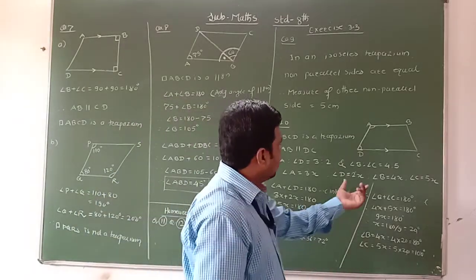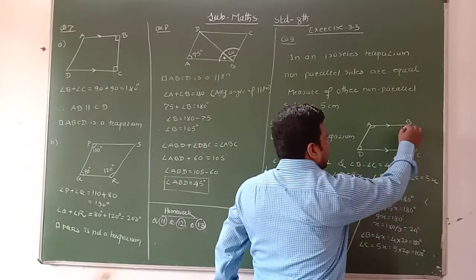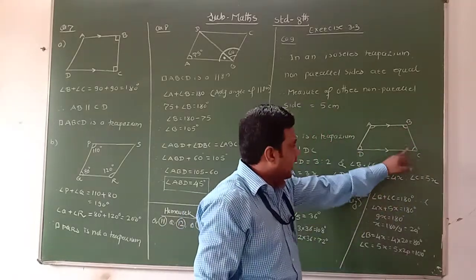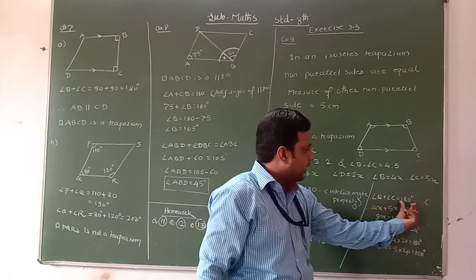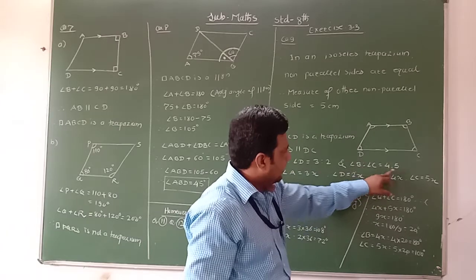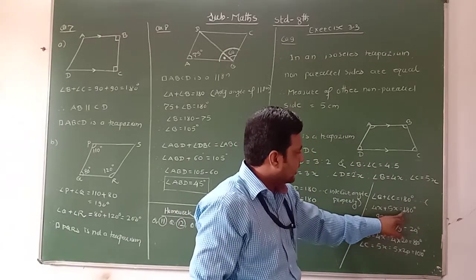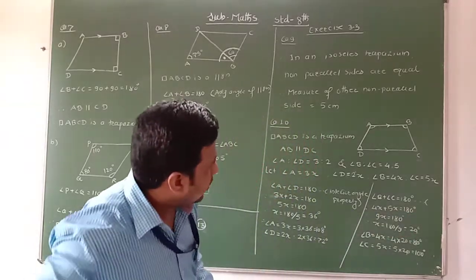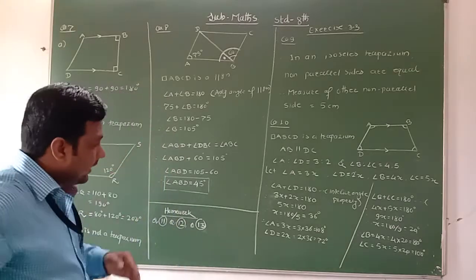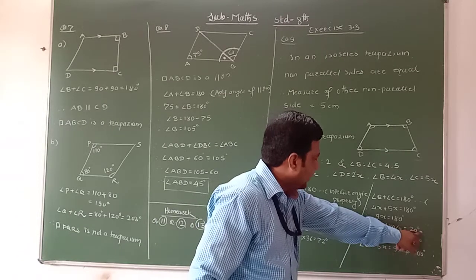Similarly, we use the same property. Interior angle property: angle B and angle C are interior angles formed by the two parallel lines. Again these two angles are supplementary, therefore the sum of these two angles I write as 180 degrees. Angle B is 4x and angle C is 5x, so 4x plus 5x is equal to 180. Therefore 9x is equal to 180, and x is equal to 180 divided by 9, which is equal to 20 degrees.